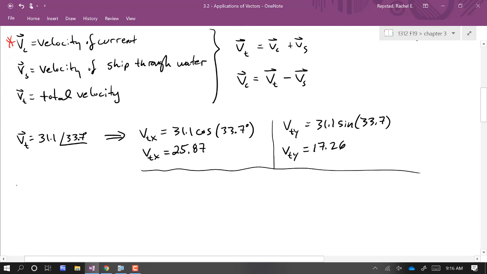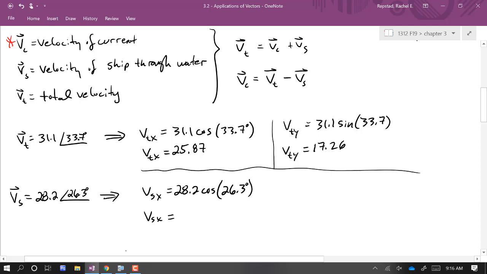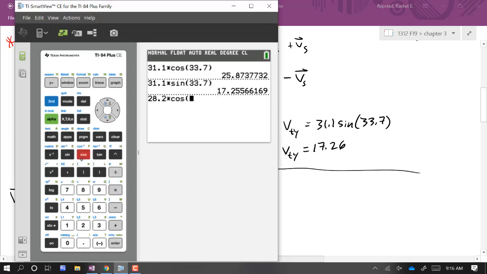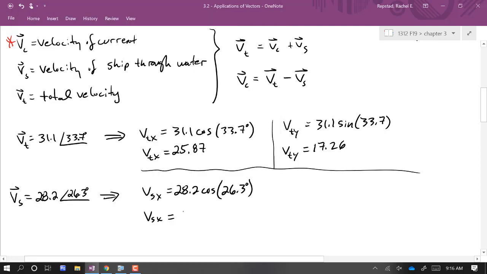Now we'll do the same for the velocity of the ship through the water. That velocity vector they said was 28.2 at an angle of 26.3 degrees. So the x component is 28.2 cosine 26.3, which is 25.28. VSY, the y component, will be magnitude 28.2 times sine of 26.3 degrees.